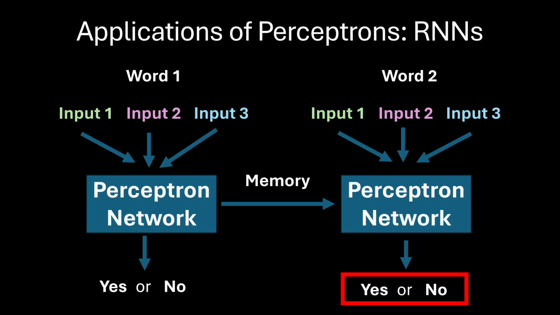But what if you need some sort of memory? That's where recurrent neural networks, or RNNs, come in. They are designed to handle sequences like text, music, or speech. An RNN is like a normal neural network you saw before, but with a loop that lets it carry information forward.